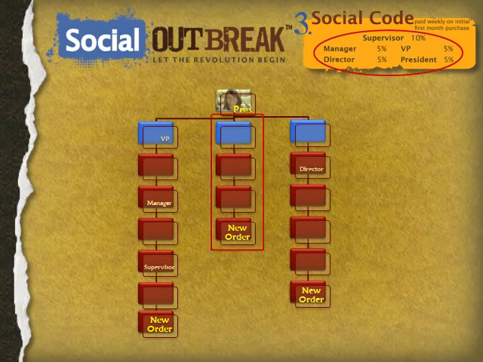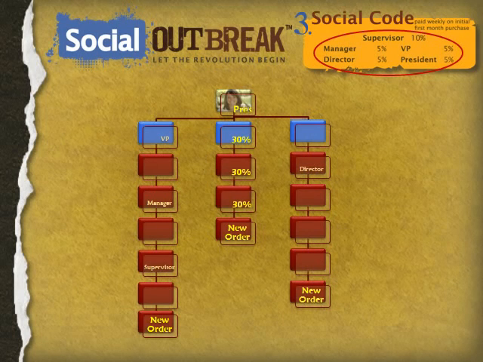And the last example is really simple. Here's a new order on this group in the middle rolling up at 30%, 30%, 30%. There was nobody to block any of that volume, so the entire 30% will come to you as the president.